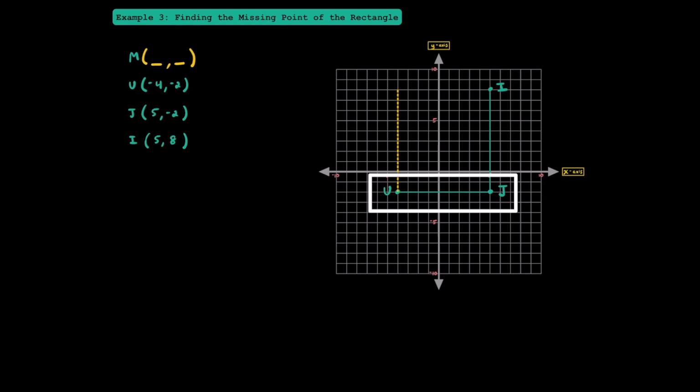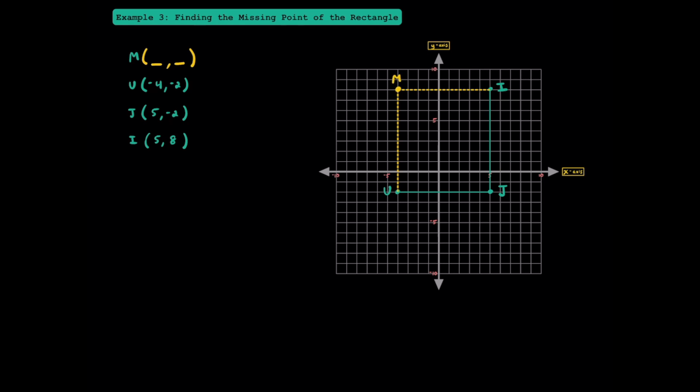Now let's look at segment UJ. From point U to the y-axis, we have a distance of 4, and the distance of J to the y-axis is 5 units. Altogether, UJ is going to be 9 units long. That being said, this top part also has to be 9 units long across. Seeing where these 2 segments intersect, we can now label this point M.